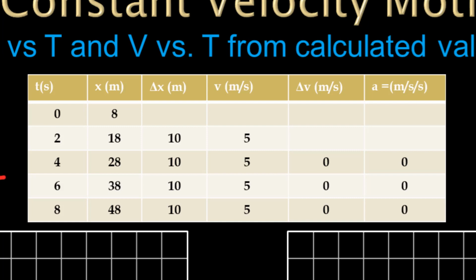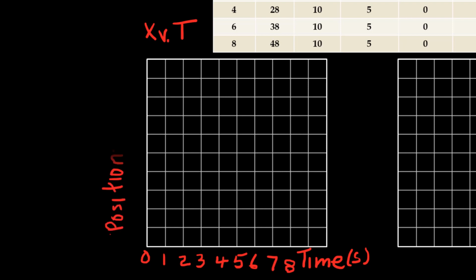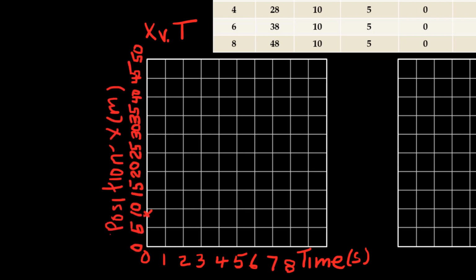First, let's start off with our position versus time graph with time along the horizontal axis in seconds. We'll put that at 1 second intervals. We'll have our position along the vertical axis, and we'll put that at 5 meter increments. We'll go ahead and plot our points at 0, 2, 4, 6, and 8 seconds, and add a best fit line through there. So our data for position versus time is represented by the graph on the left.